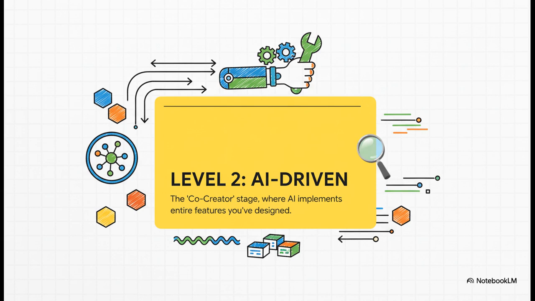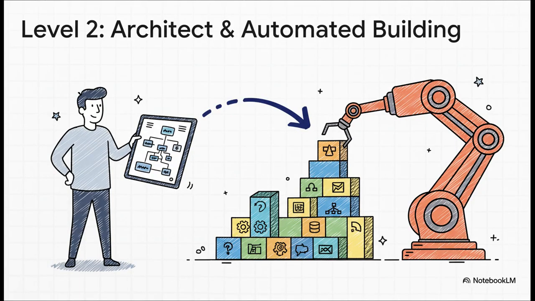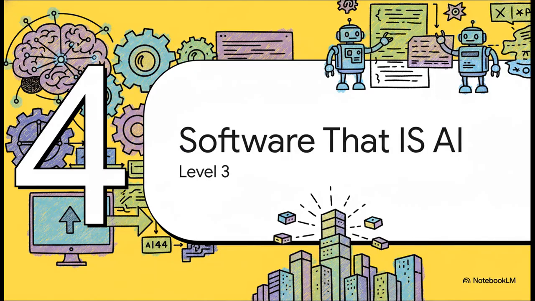Now let's jump up to level 2 and see how things change. This is what we call AI-driven development, or the co-creator stage. And let me tell you, this is a massive leap from just getting a few suggestions. Here, the AI becomes a genuine partner in the building process. At level 2, your role changes, fundamentally. You stop being the person who just types out every line of code, and you become the architect. You design the system, and then the AI actually builds out entire services or APIs based on your plans. We're talking about a potential 2x speed boost on big tasks. Imagine designing the blueprint for an e-commerce platform, and the AI does the heavy lifting of the construction. That's level 2.